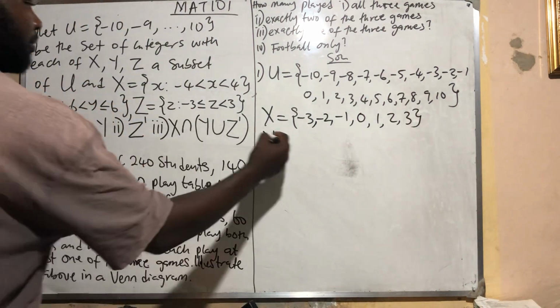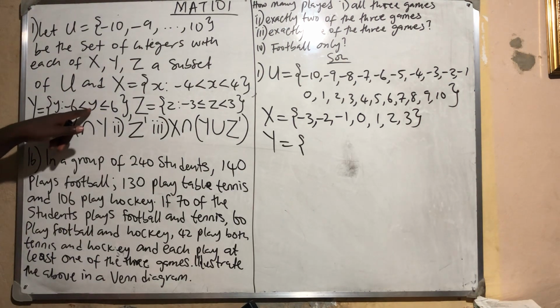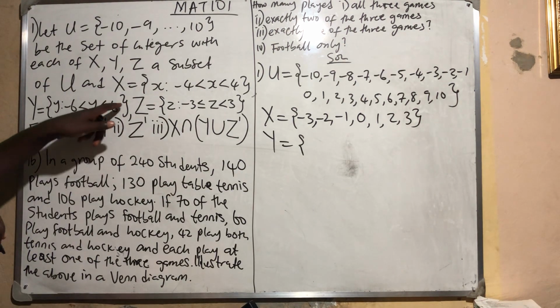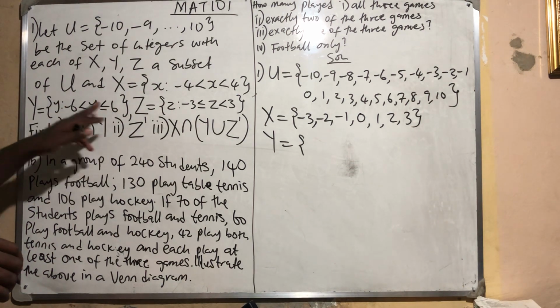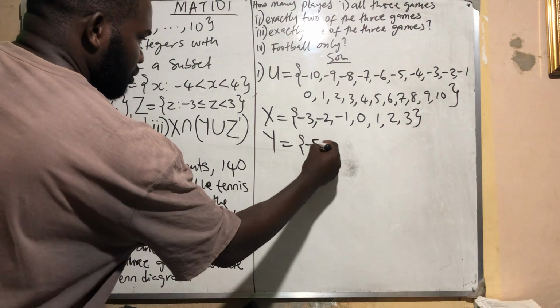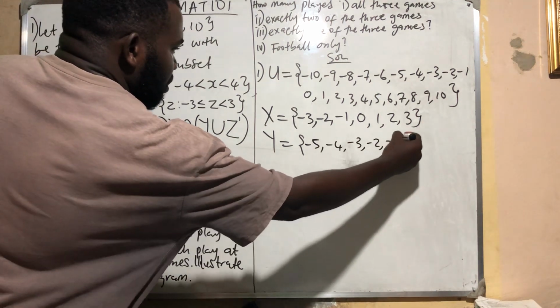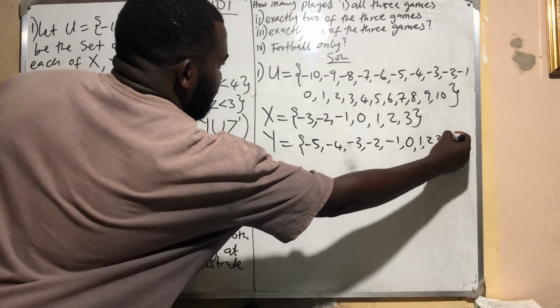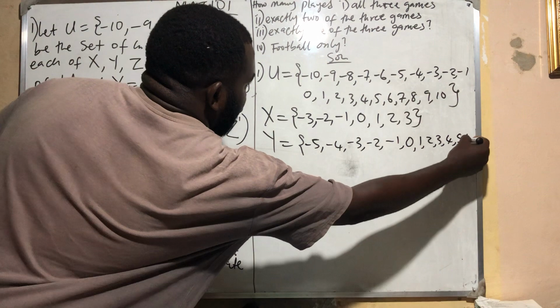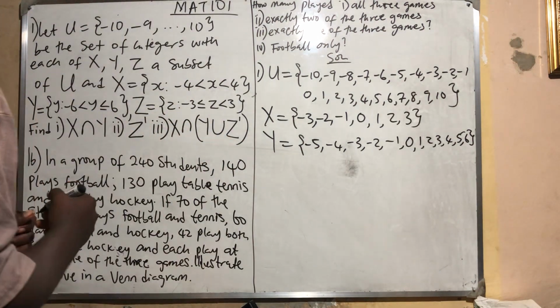Now let's go for y. The element in y said that minus 6 is less than y, which is less than or equal to 6. So it will not start from minus 6, but it will end in 6. So it will start from what? Minus 5, minus 4, minus 3, minus 2, minus 1, 0, 1, 2, 3, 4, 5, and 6. That is for my y.